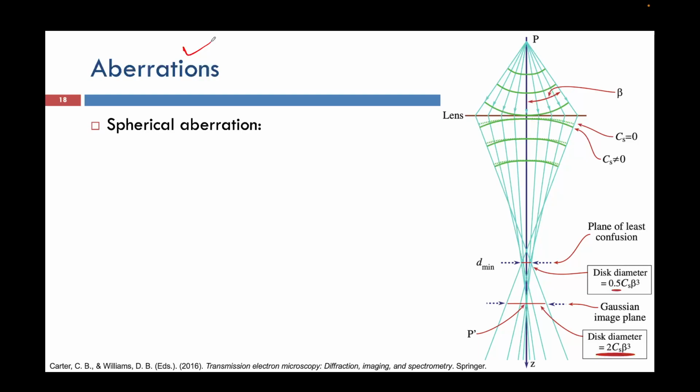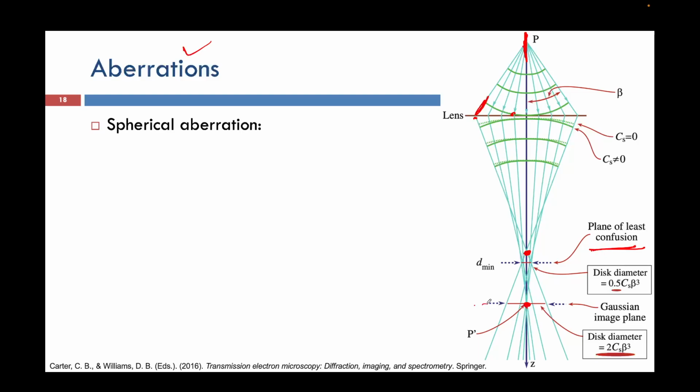The more these electrons will be going away from the optic axis. If this is my optic axis, the more they are going away from it, the more they will be focused close to the lens. So the lens focuses this beam here, and this beam somewhat here. Due to this kind of focusing, a plane of least confusion will be formed.